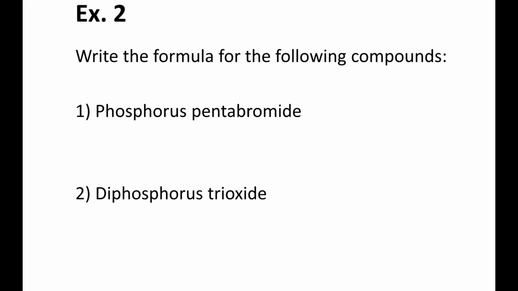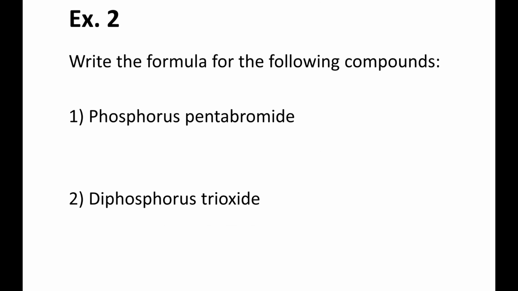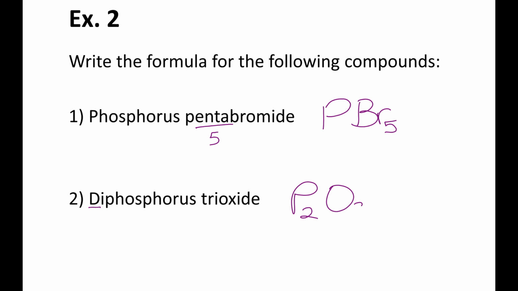Okay, let's try a couple more. So we've got phosphorus pentabromide. Okay, so phosphorus means there's 1 P. Penta is 5. Bromide is bromine, so PBr5. Next one, diphosphorus, 2 phosphoruses. And trioxide means 3 oxygens.